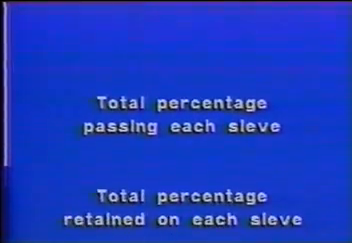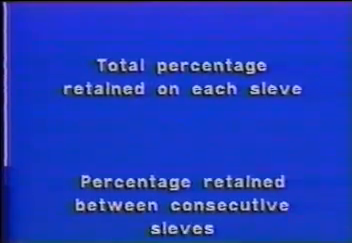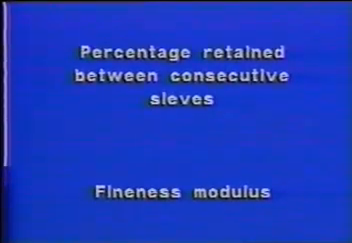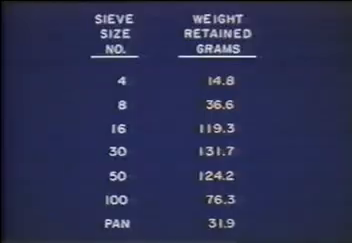Information from the sieve analysis to be reported includes total percentage of material passing each sieve, total percentage of material retained on each sieve, percentage of material retained between consecutive sieves, and fineness modulus. The procedures and calculations needed to obtain this information are as follows.